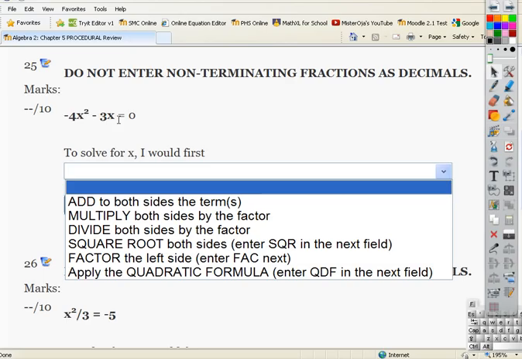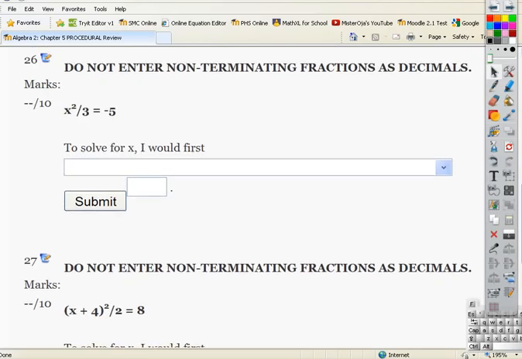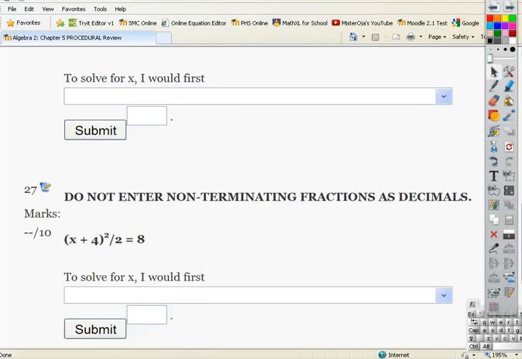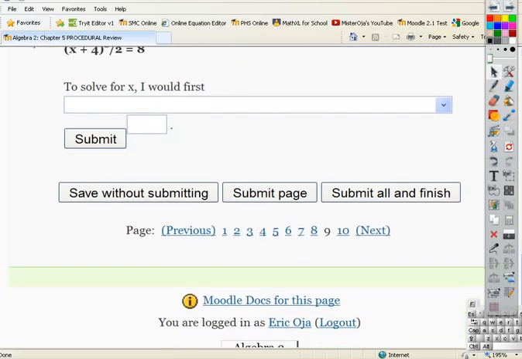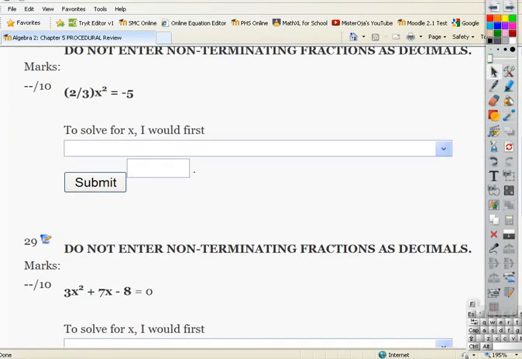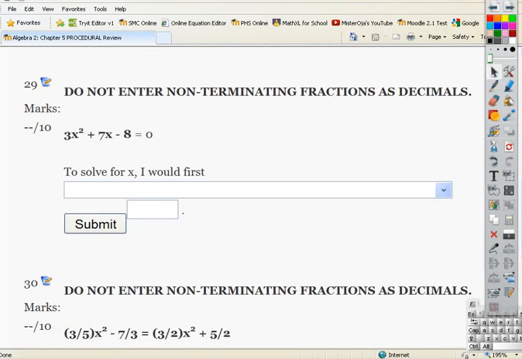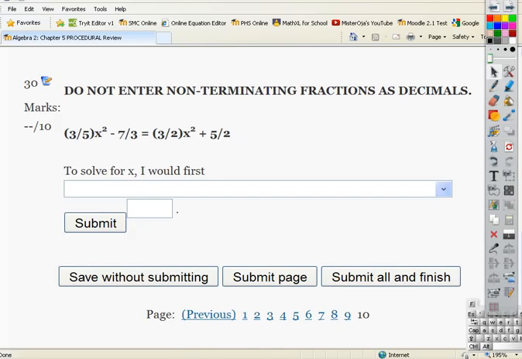Good. What about there? Multiply by 2. Okay. Last page. Multiply by 3/2. Quadratic formula. Seems like we had that exact one, didn't it? Or very similar. Okay, and then last one. We're going to clear the fractions. Multiply by the least common multiple of 3, 5, and 2, which would be 30. Very good.